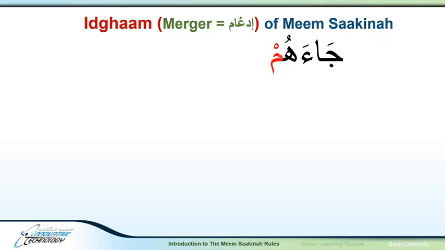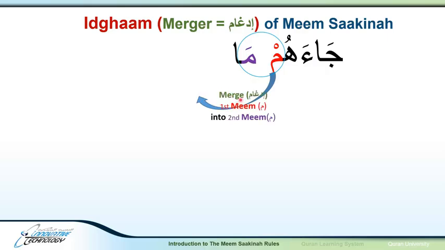جاءهم: Meem Sakinah, followed by another Meem, Ma, in a second word. جاءهم ما. We actually merge these two Meems together. We merge the first Meem into the second Meem to produce a Meem with shadda. جاءهم ما. Look at the Quran.